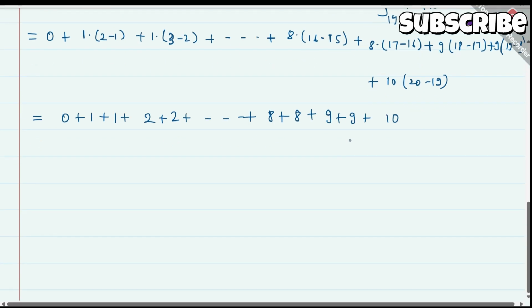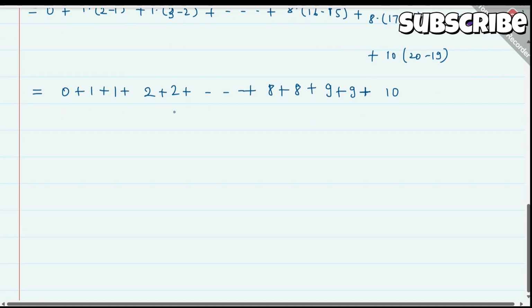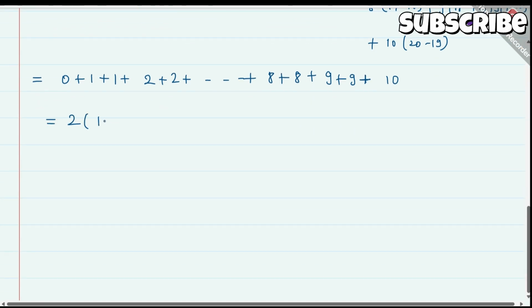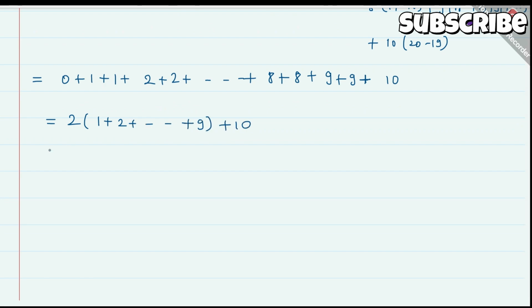We have seen here that we have obtained the numbers from 1 to 9 two times in the sum, and 10 a single time. So adding this, we can write it as 2 times (1 plus 2 plus up to 9), plus 10. This equals 2 times 9 into 10 over 2, plus 10. The 2 gets cancelled, so this is 90 plus 10, which equals 100. So this is the final answer of the given problem.